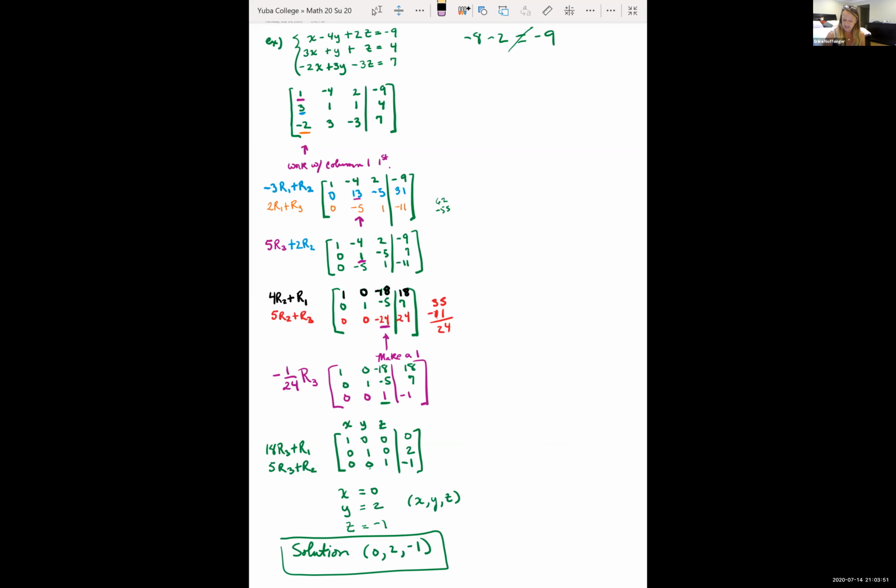And then I'd do the same thing. So it was 2 row 1 plus row 3, that's 0. -8 plus 3 is -5. That would give me 4 minus 3 is 1. -18 plus 7 is -11. So far, so good.